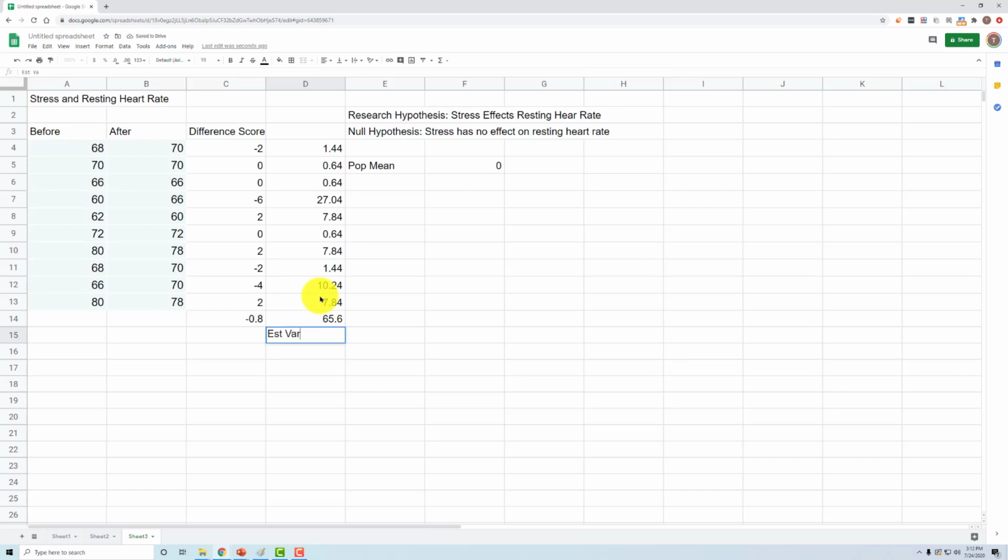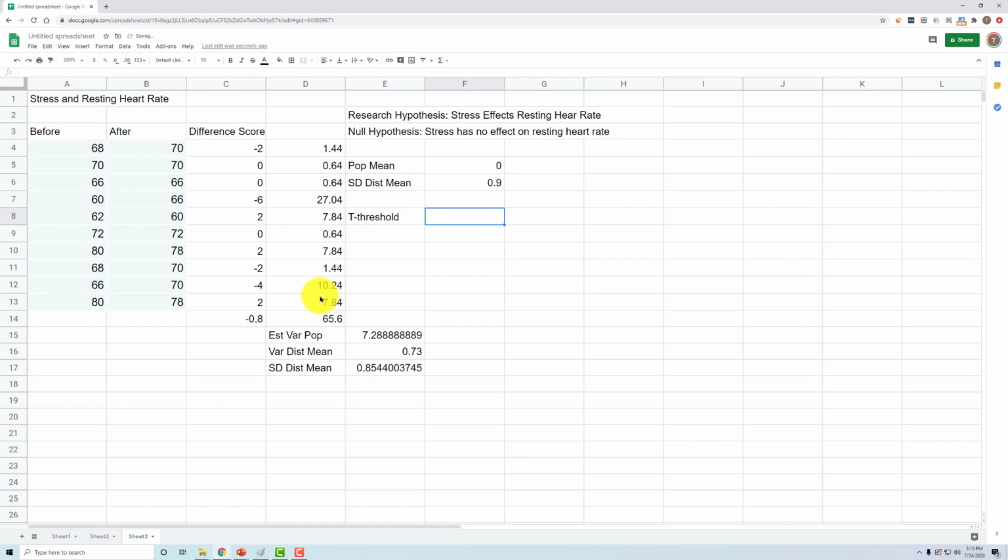And now we estimate the variance of the population by taking my sum of squares and dividing by the degrees of freedom, which is going to be 9. Then I get the variance for the distribution of means by taking my estimated variance that I just calculated and dividing by the sample size of 10. The standard deviation of the distribution of means becomes the square root of that, which becomes 0.9.